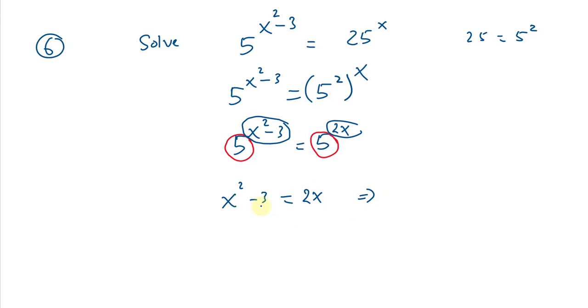I can move the 2x to the left hand side, making the right hand side 0. And I can solve this by factoring. I can look for x and x to make x squared. I'm looking for two numbers that when I multiply together, I get minus 3, and when I add together, I get minus 2. So 1 and minus 3. 1 times minus 3 gives me minus 3. 1 plus minus 3 gives me minus 2, the coefficient.